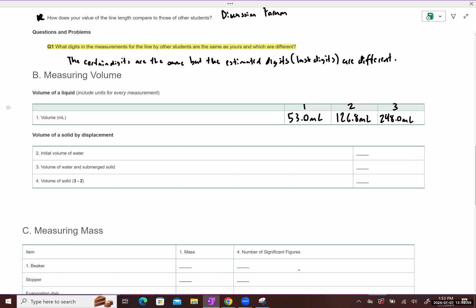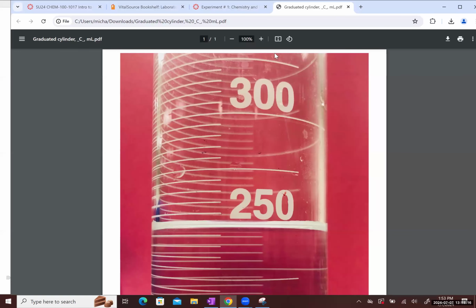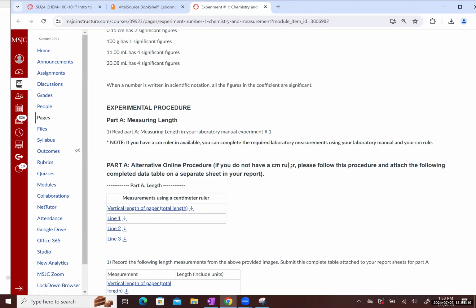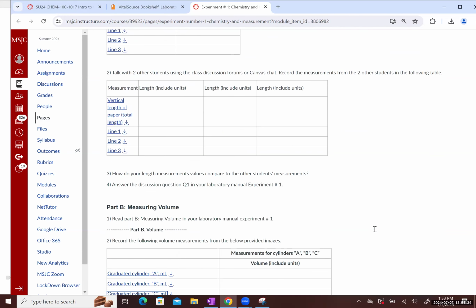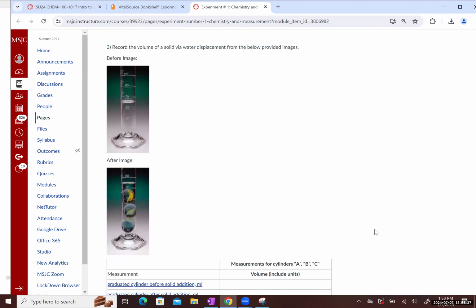Okay, so I've filled in the volume of a liquid part, and now let's look at the volume of a solid by displacement. The calculations for this part are discussed as part of the pre-lab reading in the lab page as well as the lab manual. If you wanted a full run through, there's a discussion of the water displacement method provided in the pre-lab reading for part B, and I show an example calculation. With that said, let's do this water displacement measurement.